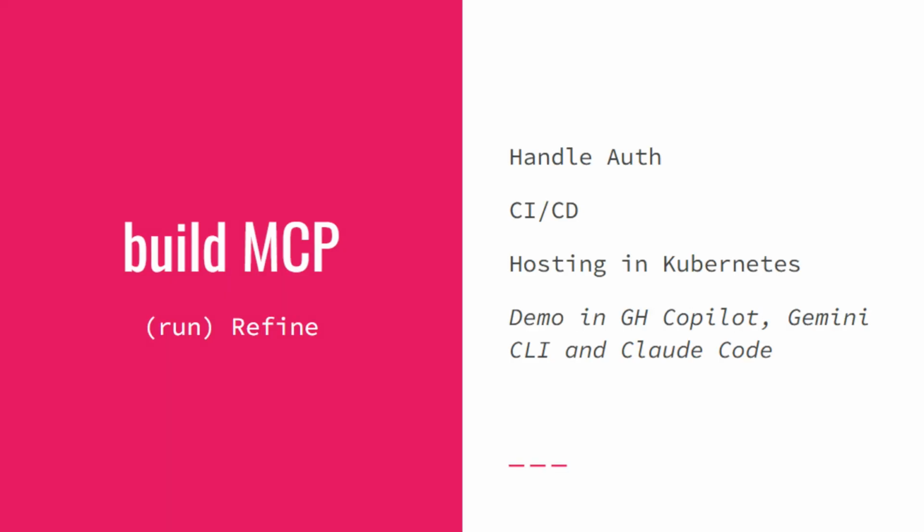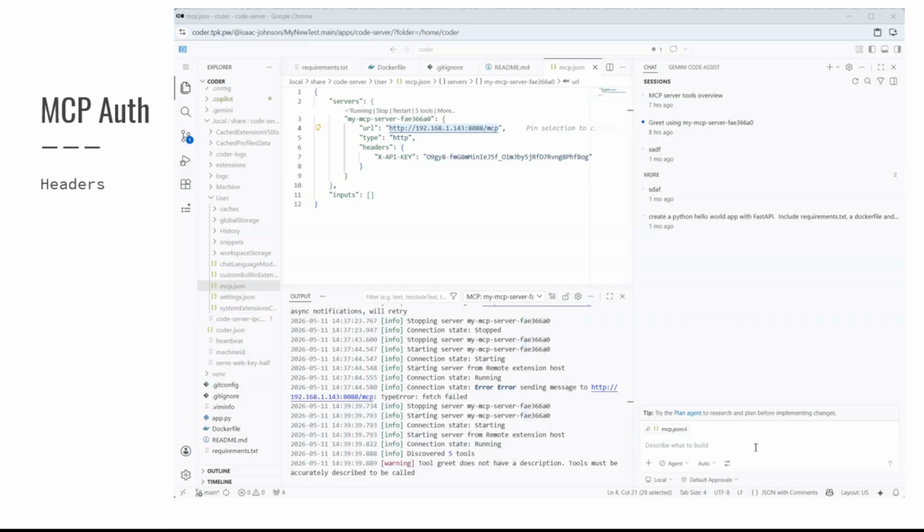So lastly, we're going to build the run stage, the crawl, walk, run. We're going to refine it. We're going to handle the auth, which I've touched on, CICD, and we're going to host it in Kubernetes. Then I'll demo it in Copilot, Gemini CLI, and Claude. So now let's talk about the auth.